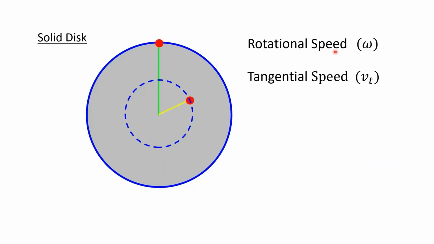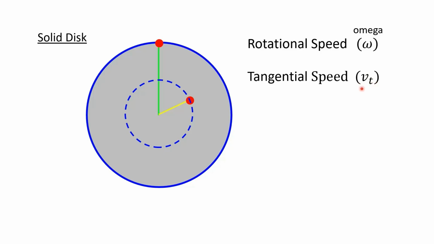Rotational speed is often identified with this symbol. It looks like a W, but it's actually not. It's the Greek letter omega. And that's just a symbol we give to easily identify rotational speed. Tangential speed, v is common for speed, and I just put a little subscript there of t to identify it as tangential speed.